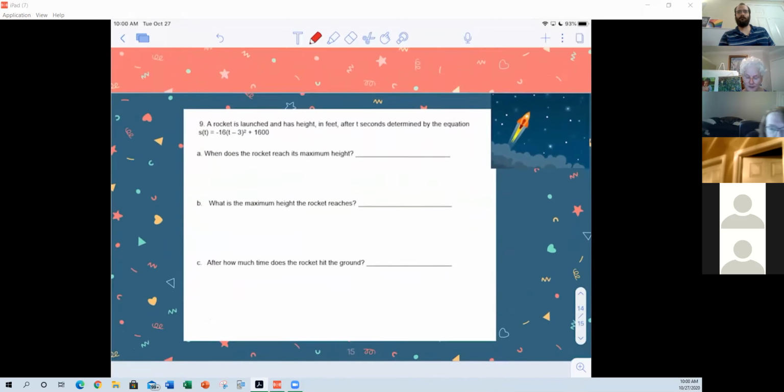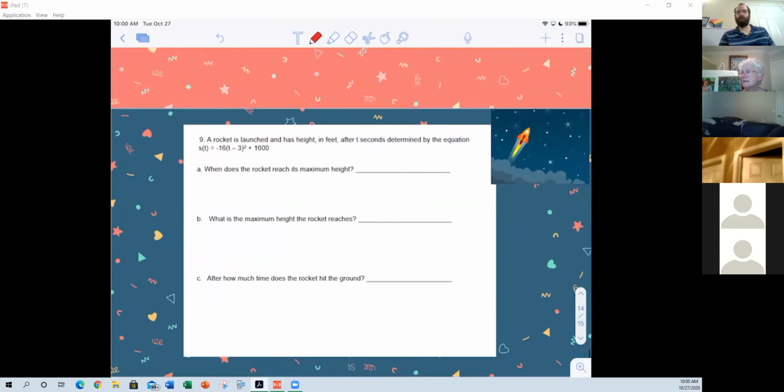Here we go. A rocket is launched and has a height in feet after t seconds determined by the equation S of t equals negative 16 times (t minus 3) squared plus 1600. And I'm hoping at this point that you look at that and you go, that's quadratic. It looks like a parabola.